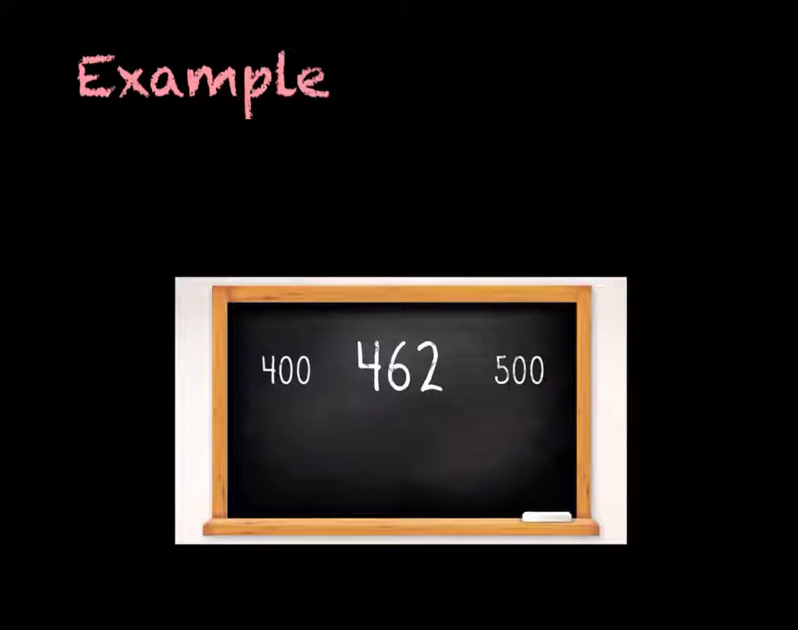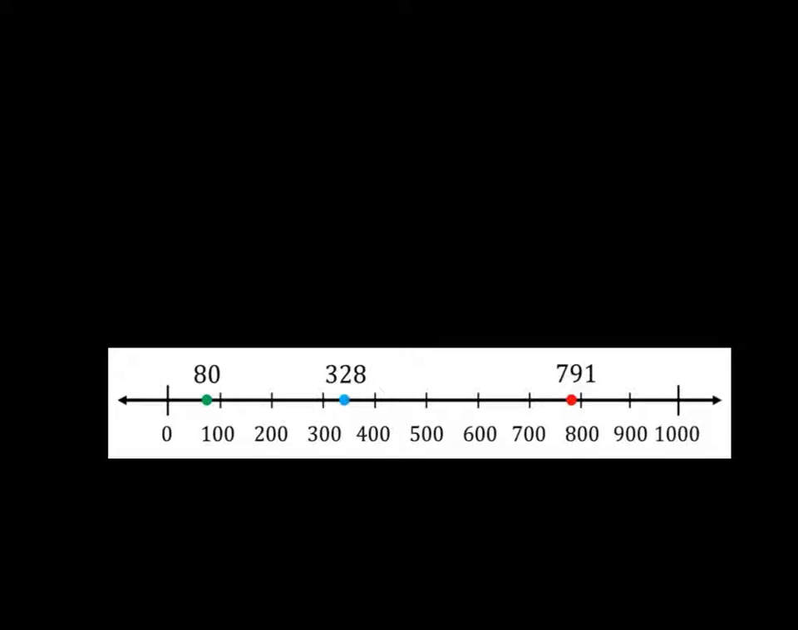Let's take this example. The number 462 is between 400 and 500. The tens number is 6, and 62 is more than 50, so 462 will round up to 500. Therefore, it is closer to 500 than 400. Let's look at a few more examples. 8 tens, or 80, is more than 5 tens, or 50, so we'll round up to 100.